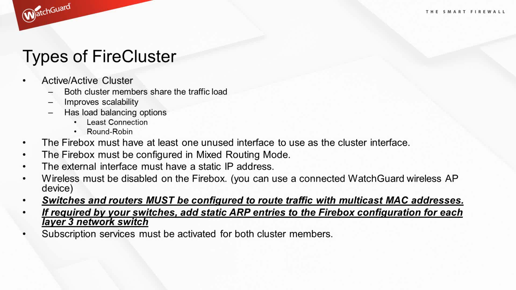But basically, you're getting two sets of ports, two processors, two sets of RAM, everything to handle your internet traffic. So if you take the speed of one firewall and then add 90% of the speed for the second firewall, that gives you a good idea of the kind of throughput that you're going to get. This also has some load balancing options across the firewalls, and we'll talk about those as we get into them.